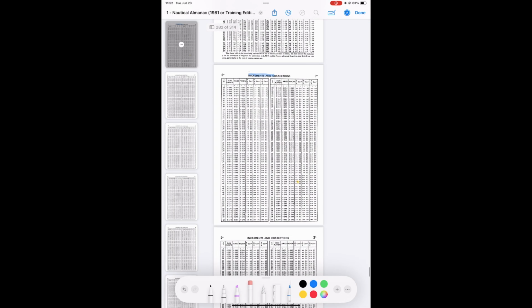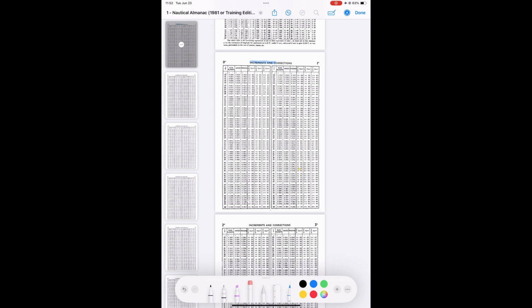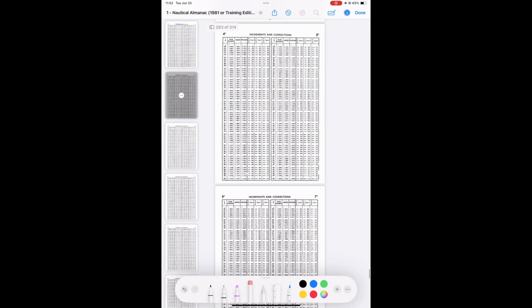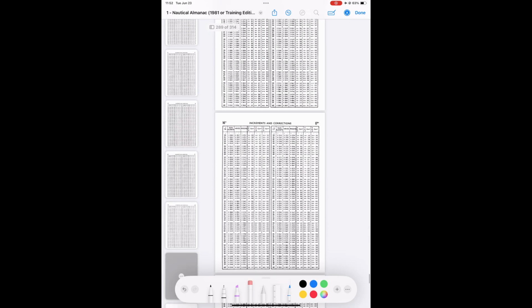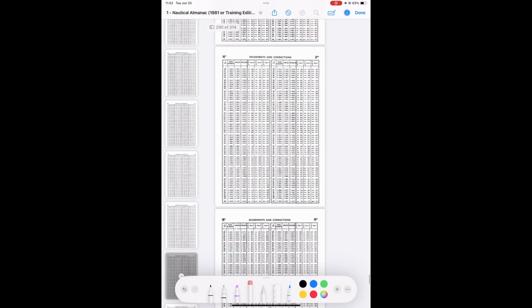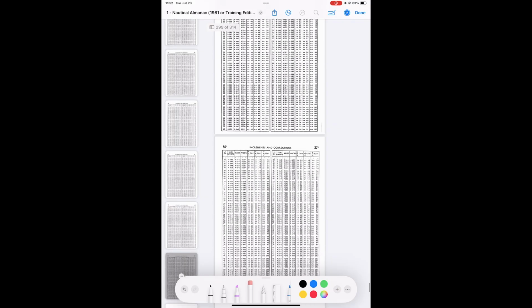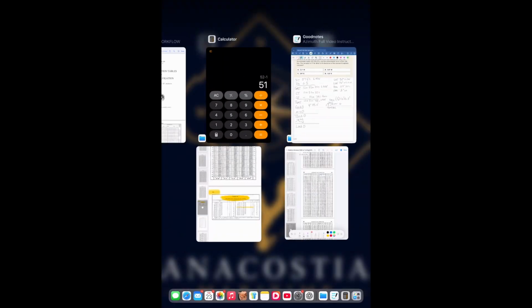Okay, it starts, all right? And as you can see, it starts at 0 minutes, 1 minute, and each page has a set of minutes. So you're going to scroll to your minutes. And in this case, our minutes is 40. No, it's 51 minutes. Let's double check. It's always good to double check. 51 minutes.